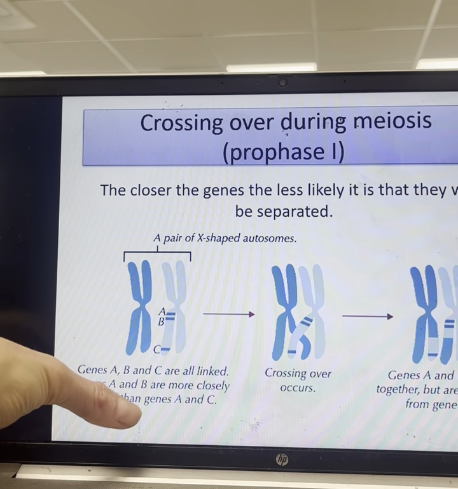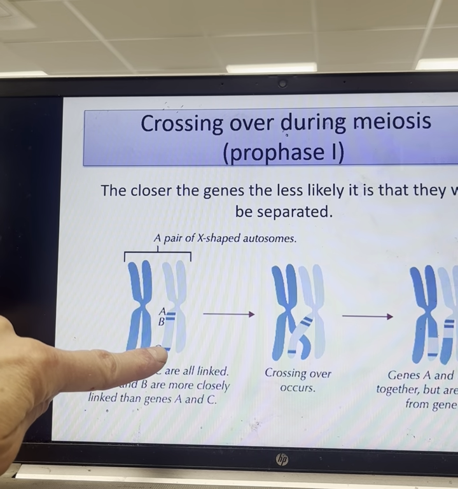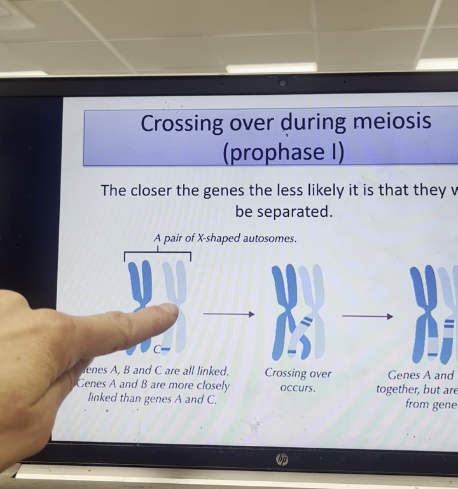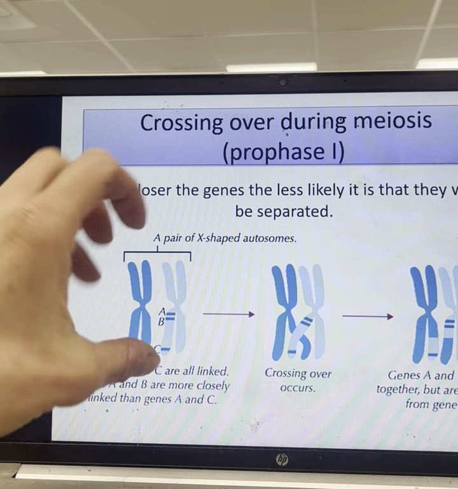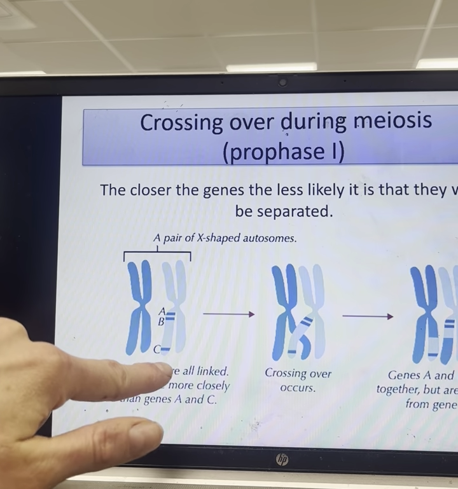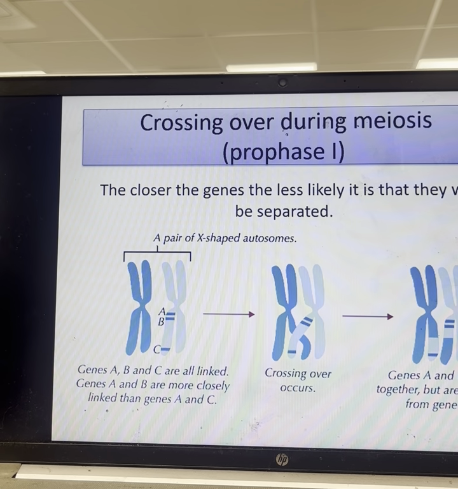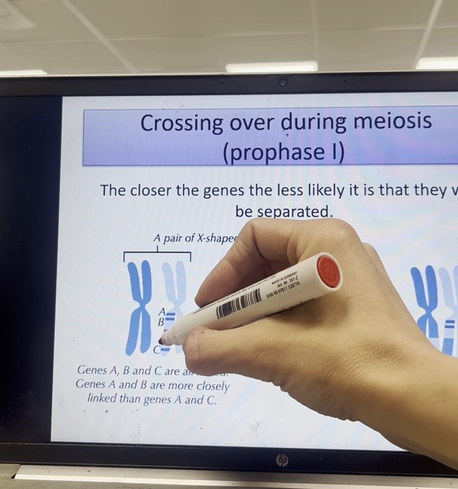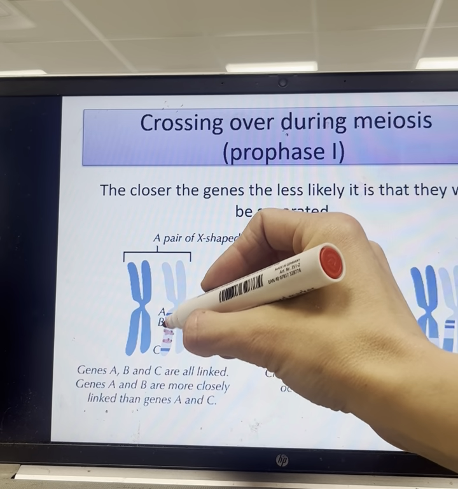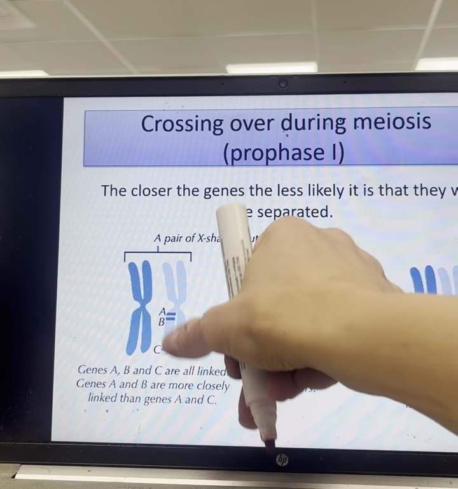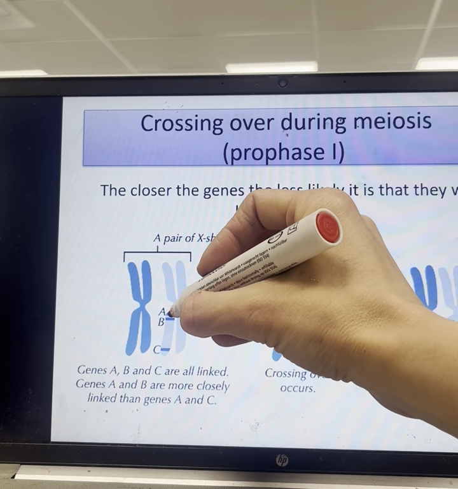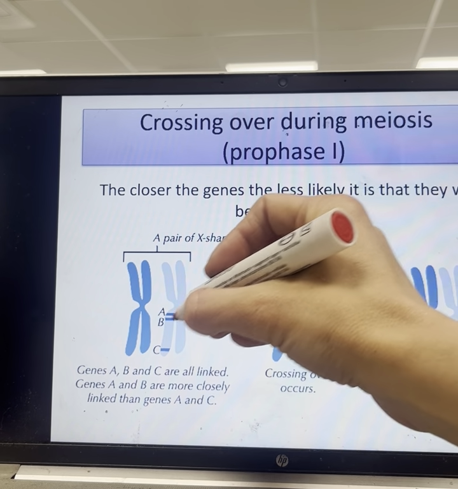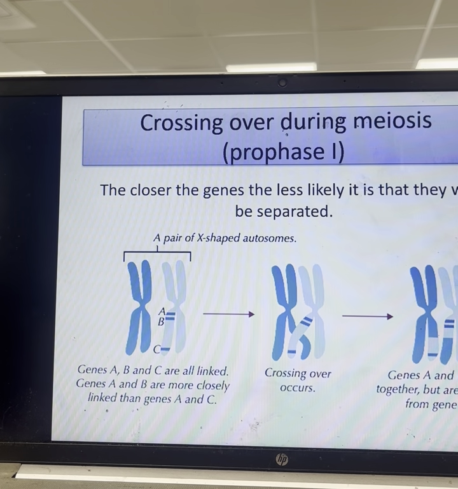So if you have a look at this, you can see that on this chromosome, A and B, their loci, plural, their location is closer together than C. So if crossing over were to occur, it's more likely that you're going to have crossing over occurring between B and C than between A and B. Because A and B are really close, it's very, very unlikely that they will be separated. And this is where I Googled and found that it is correct.